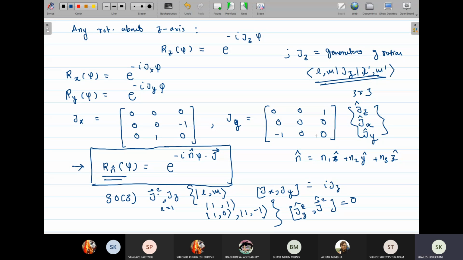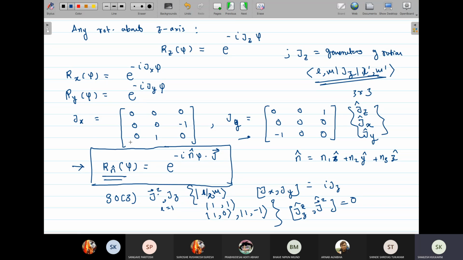And who decides in what dimension you should work? It is decided by the states. What is your physics? That will decide what representation of this rotation you should look at. Now one can have here, instead of L, one can have half. Then you will get a 2 cross 2 matrix, right? If it is half, then M is half and minus half. Then you will get a 2 cross 2 matrix.